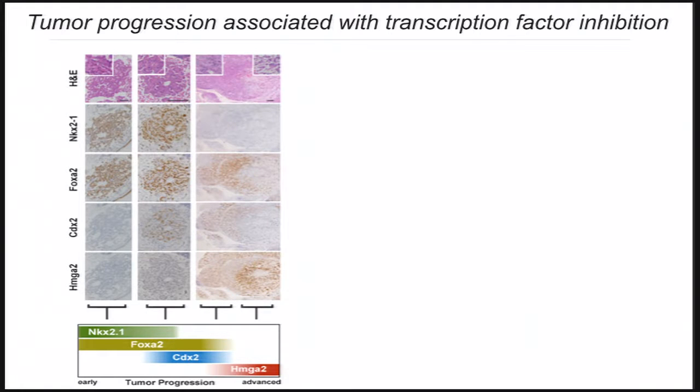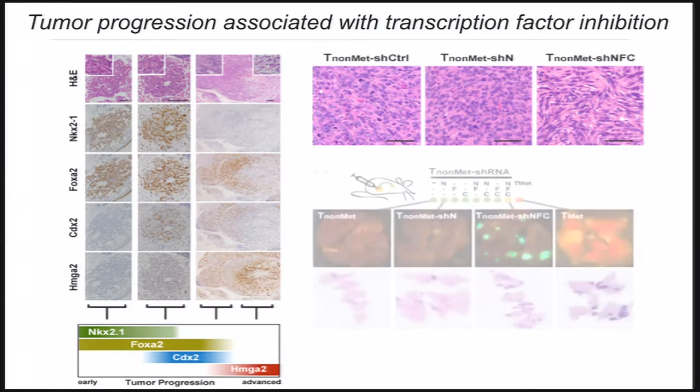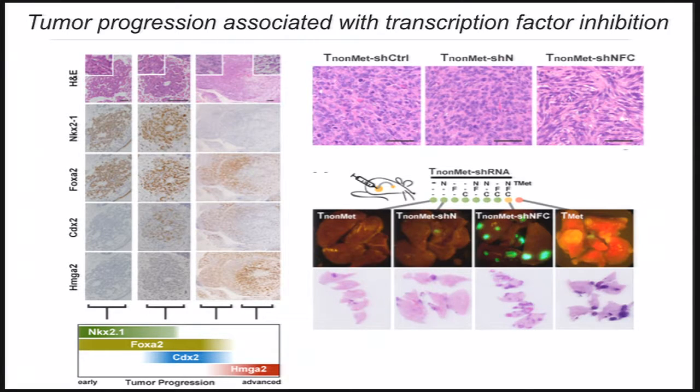These are not just markers, but in fact, Carmen has studied the effects of inhibition of these transcription factors on the biology of these cells using shRNA inhibition of NKX2.1 and FOXA2 and CDX2, either alone or in combination, including elimination of all three. And she observes that when she gets rid of all three of these transcription factors and eliminates the ability of these cells to differentiate in these various ways, the cells become poorly differentiated, as shown on the upper right, and those cells have increased capacity for metastasis in a transplantation assay.